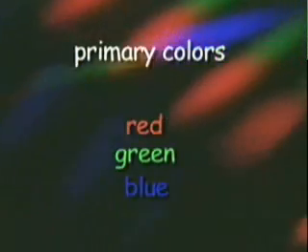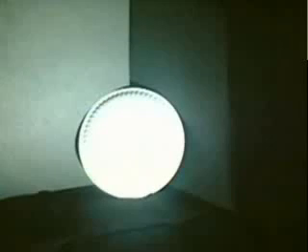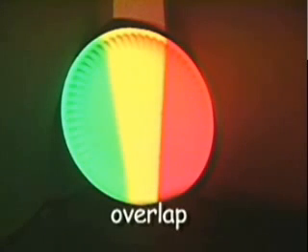We can mix different colors of light to make other colors. There are 3 colors of light that can make the other colors of the spectrum. These colors are called the primary colors of light. They are red, green, and blue. Here is a white paper plate. When we shine red light on it, it appears red. When we shine a green light on it, it looks green. And if we combine the red and green light, it appears yellow.